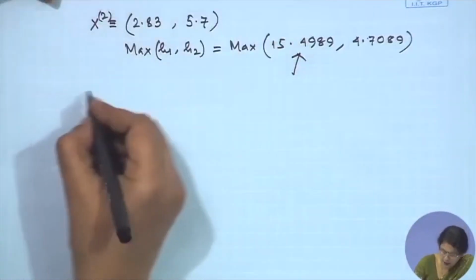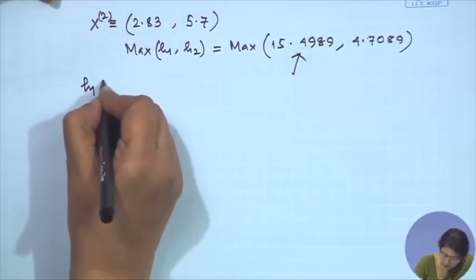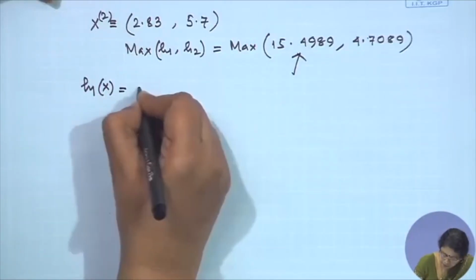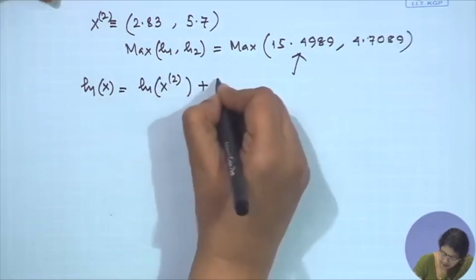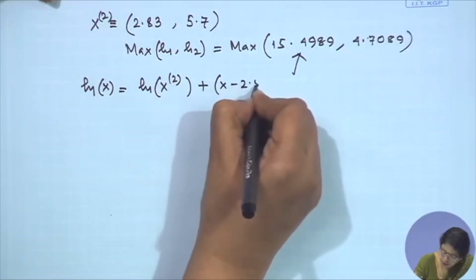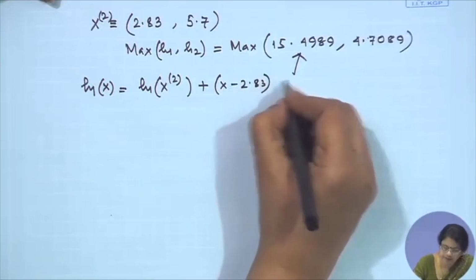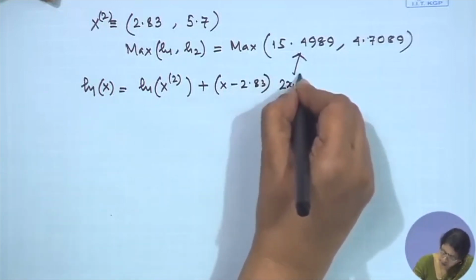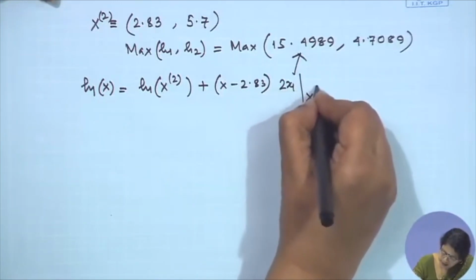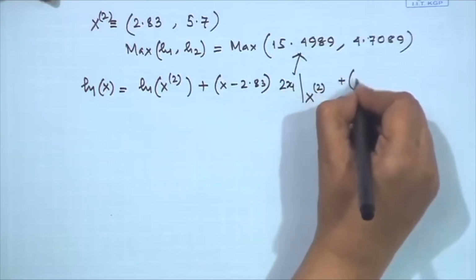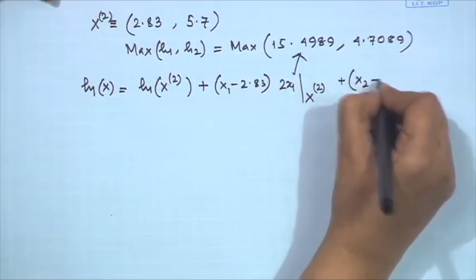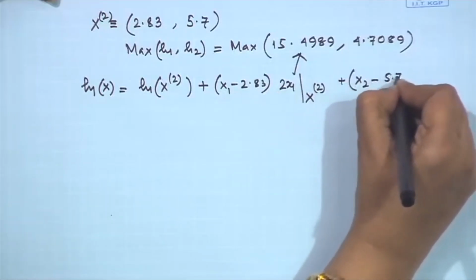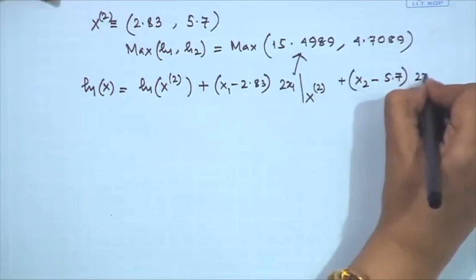Again we will expand h1 at point x2. h1(x2) plus (x minus 2.83) times 2x1, plus (x2 minus 5.7) times 2x2.